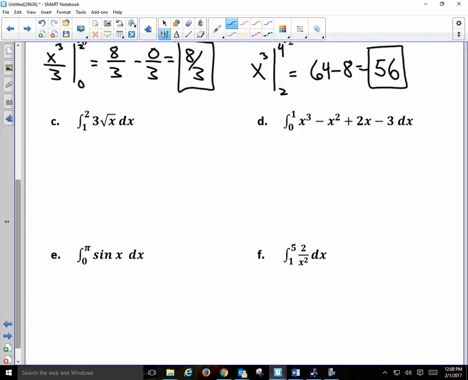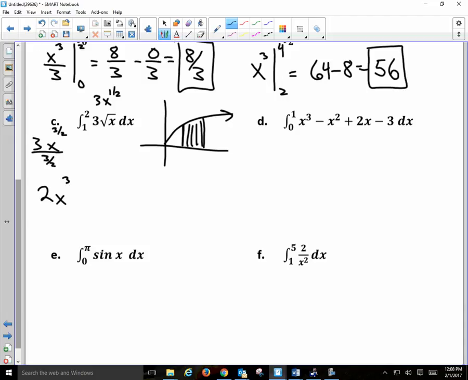3 roots of x. What does that graph look like? Something like that, right? Moving from 1 to 2. So we're looking at that area right there. I'm going to rewrite this as 3x to the 1/2. Give me an antiderivative. 3x to the 3/2 divided by that 3/2. Instead of dividing by 3/2, I multiply by 2/3. So the 3's will cancel. I get 2x to the 3/2 evaluated at 1 and 2.